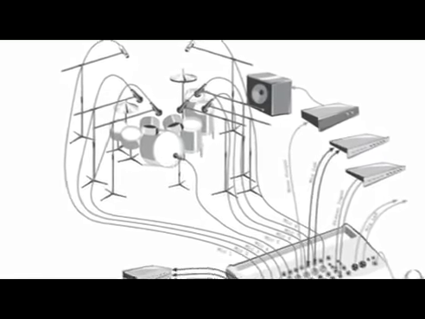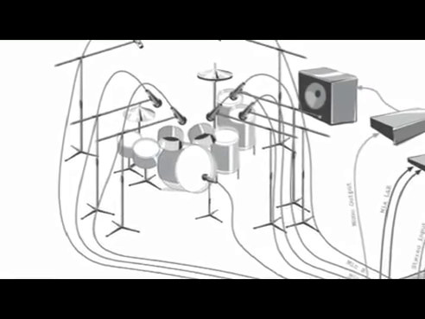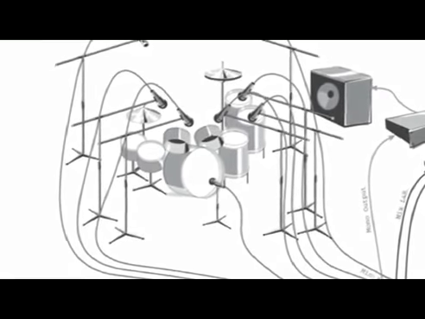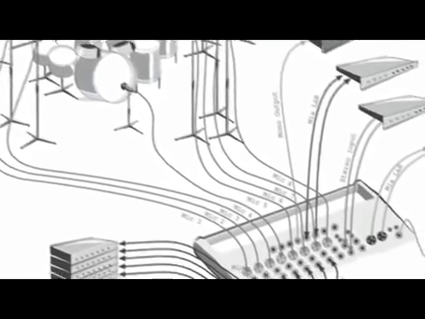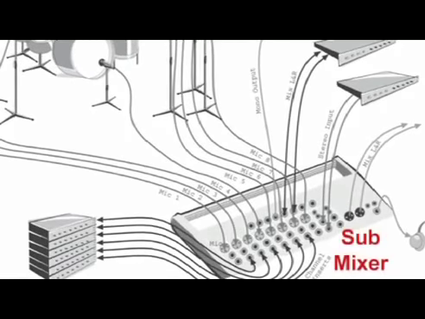Sometimes groups of instruments or singers can be treated as if they were one sound source. You may find that it makes sense to sub-mix these groups of sounds together on a separate small mixer before bringing them into the main desk.